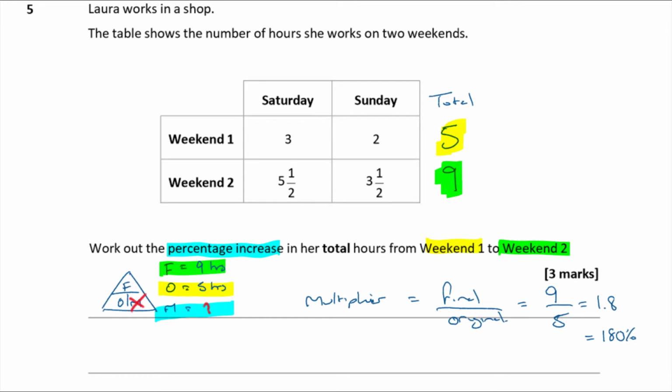Okay, but that doesn't tell me the percentage increase. Now whenever you've got a percentage increase, you always start with 100%. So if I started with 100% and I've now got 180%, that means that the percentage increased by 80%, which took my 100% up to 180%. Okay, and that's my final answer. So the number of hours increased by 80% from week 1 to week 2.